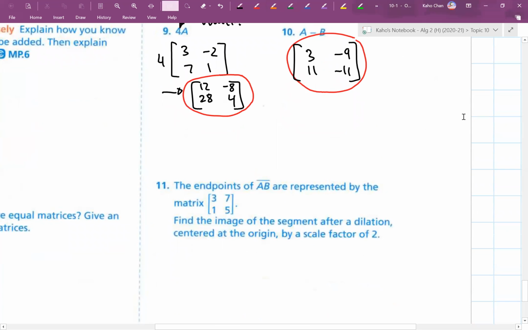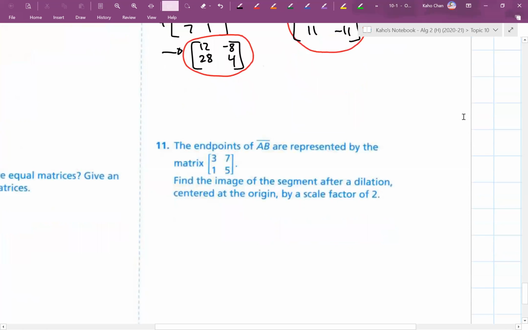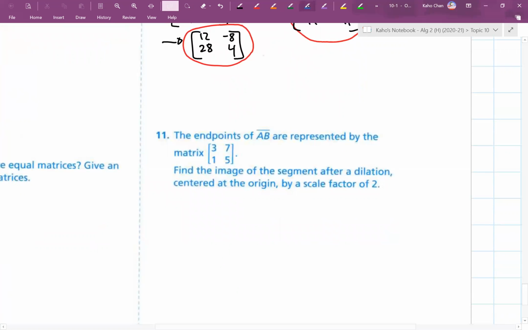Number 11, the endpoints of AB are represented by this 2 by 2 matrix. Find the image of the segment after a dilation centered at the origin by a scale factor of 2. That's it. Kind of anticlimactic there. We're going to do 2 times the 2 by 2 matrix. Wow.